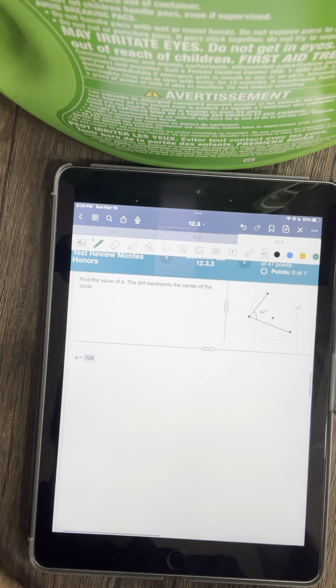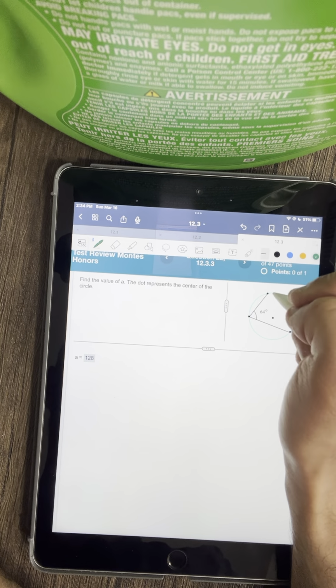Okay, this should not be difficult, right? Because what is the value of A? Well, I know that the intercepted arc is double the inscribed angle, right? Or I can say this inscribed angle is half of this intercepted arc. So if this is 64, this has to be 64 times 2, which is 128. Okay?